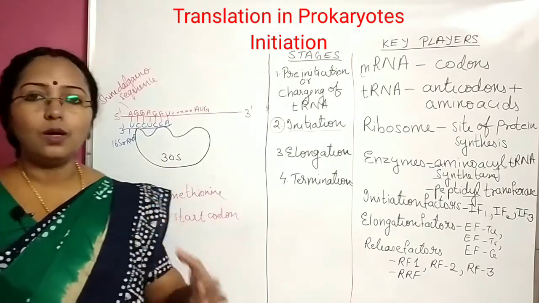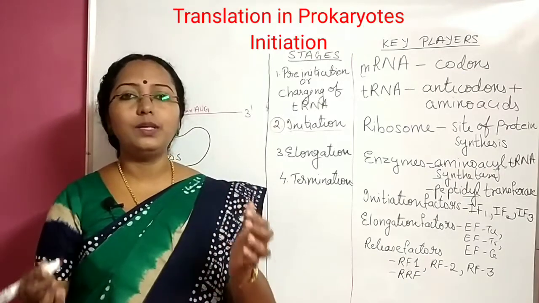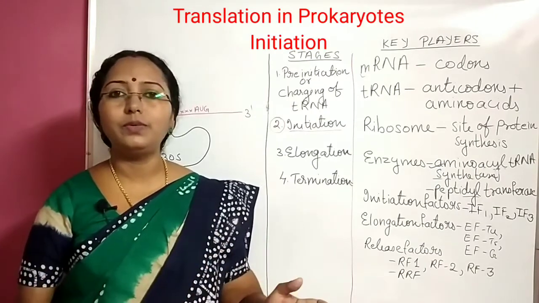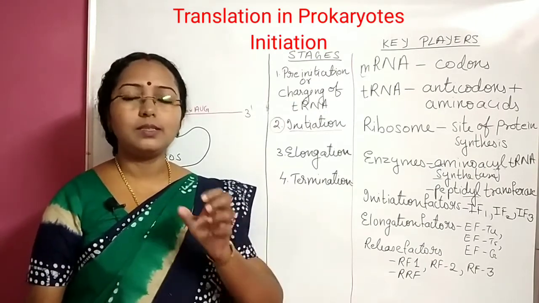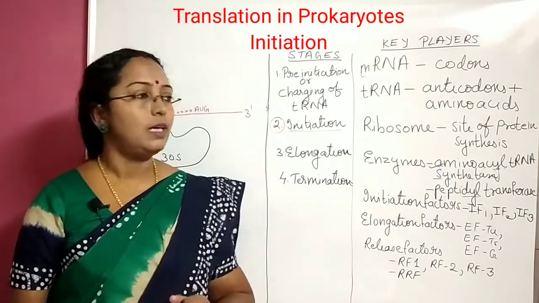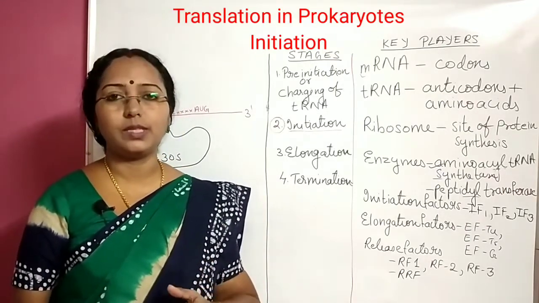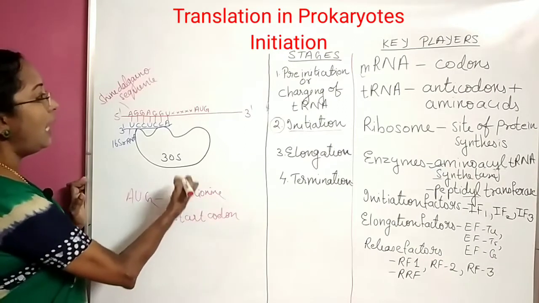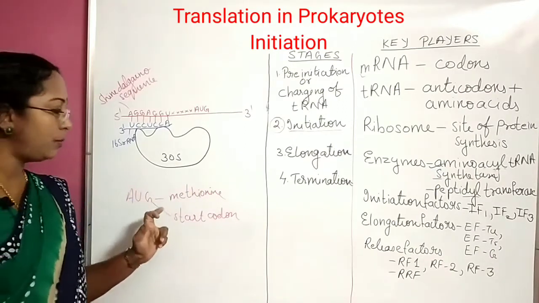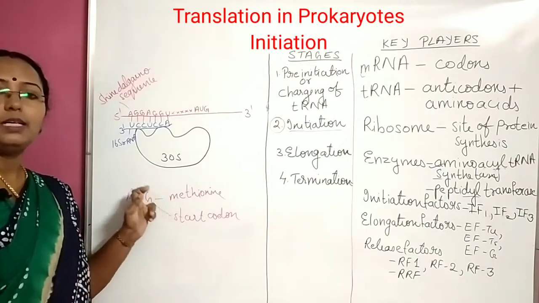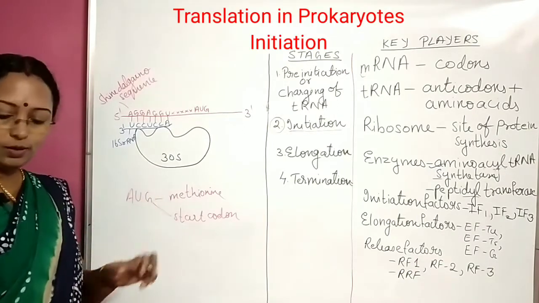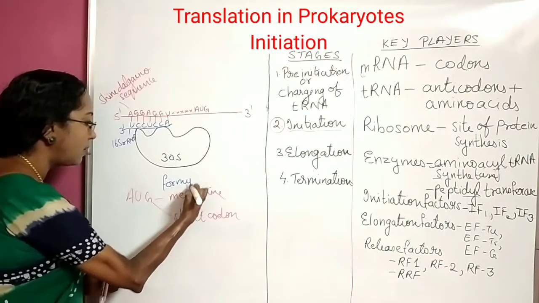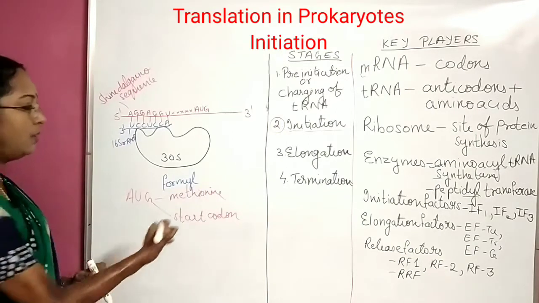Regarding the different codons present, how they are arranged, and what amino acid each one of them codes for was dealt with in the previous session. Its link is also given in the description for your easy understanding. You can just click on that and watch it for a clear understanding. So here AUG has these two roles, and since we are dealing with prokaryotes, always remember the initiation codon here is coding not for methionine, but for formyl methionine.